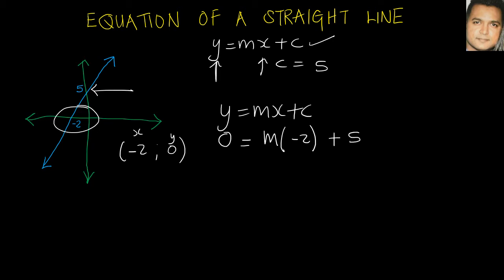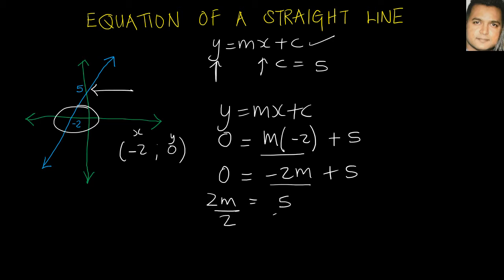So solving this now, let's take this onto the other side. Let's make it easier for you and remove the brackets. Now we're going to take this onto the other side. It'll be 2m = 5, and divide both sides by 2, and we get m to be 2,5, or we can leave it as 5 over 2.